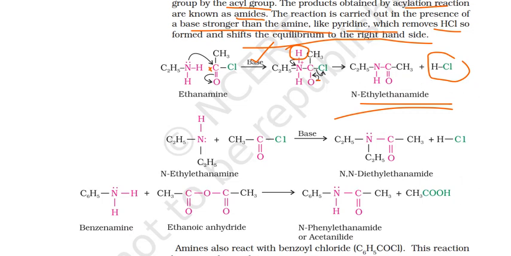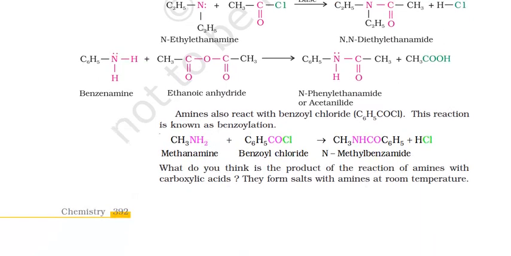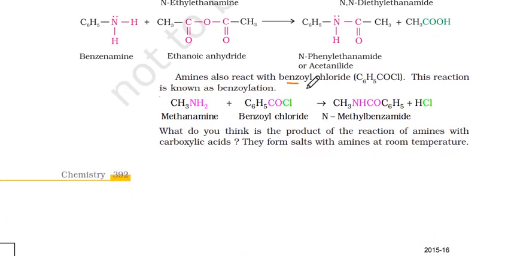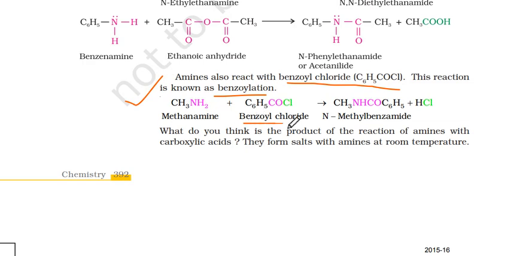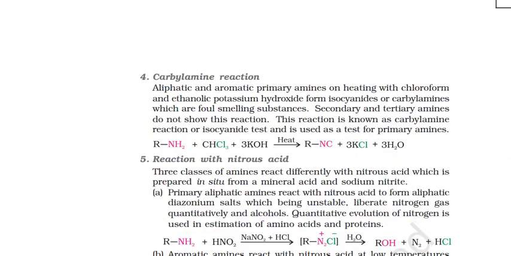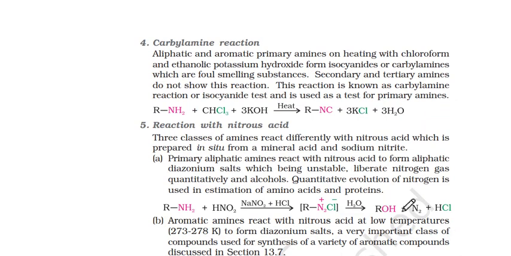Similarly, you give another example also. Amines also react with benzoyl chloride. This is known as benzoylation. So you take an amine, you take benzoyl chloride. So this is basically the benzoyl chloride, and then you get amide, benzamides. What do you think is the product of reaction of amines with carboxylic acids? They form salts with amines at room temperature. Alright, because they're acidic in nature, amines are basic. Carboxylic acid with amines will give salts.